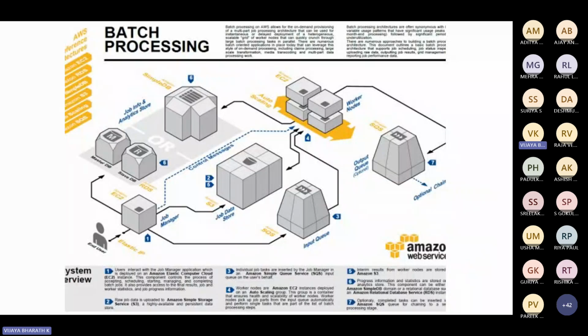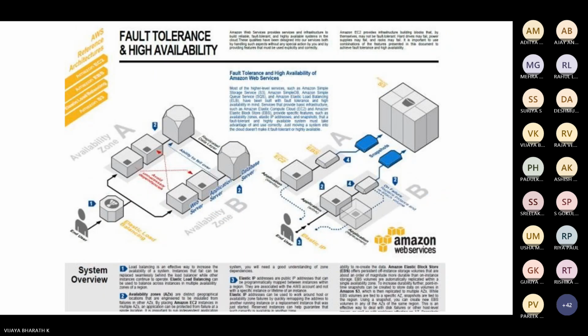This is done in Elastic MapReduce as well, where the architecture will have a queuing system and a batch processing system. Batches in the sense that multiple jobs will be running in parallel. The same job will be run on multiple nodes. So, fault tolerant and high availability.